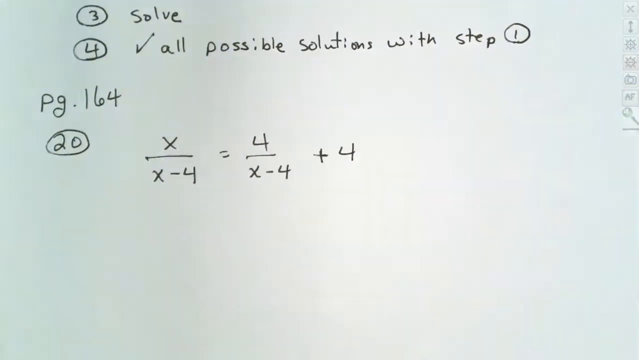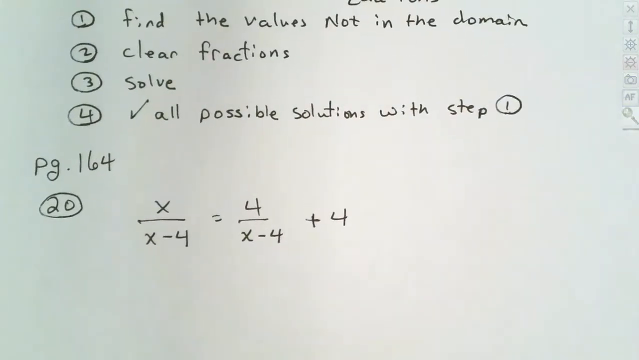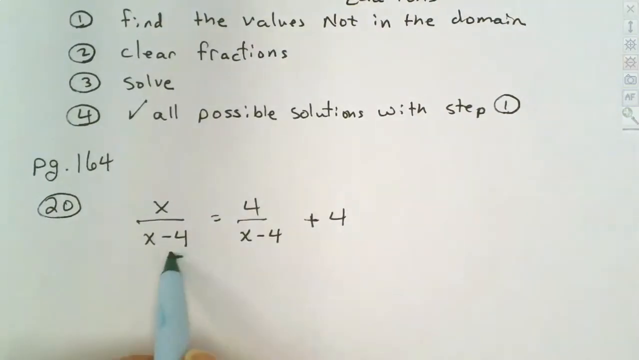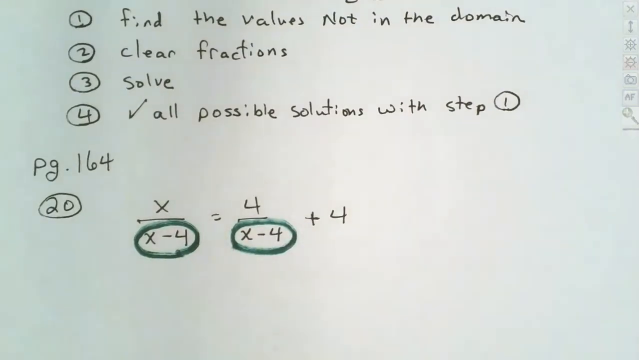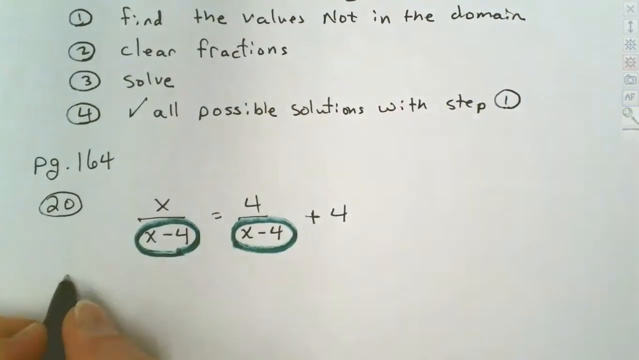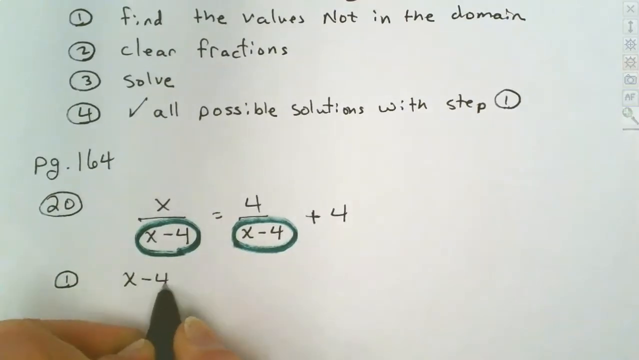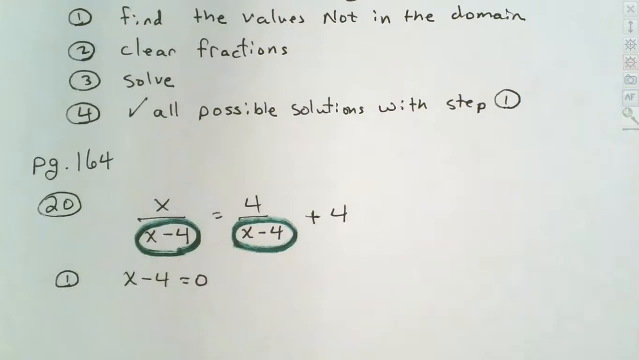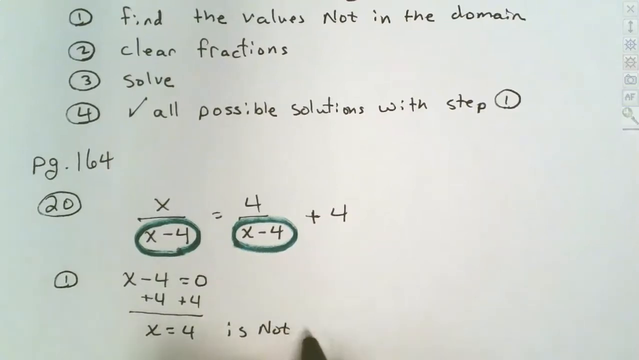So this is what we've got. And let's go through our step-by-step procedure. What's the first step? We find the values of x that will not work. So when we look at these, we've got these two fractions. And what do they have in the denominator? x minus 4. So for step number 1, let's see which number is not in our domain. So we're going to take our x minus 4 and we're going to set it equal to 0 now. And we'll add our 4. And so x equals 4 is not in the domain.